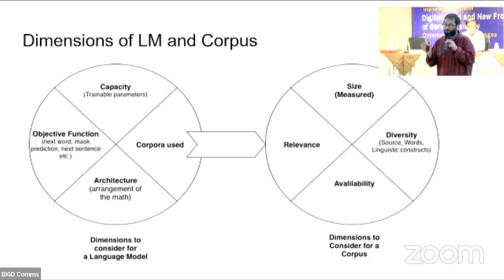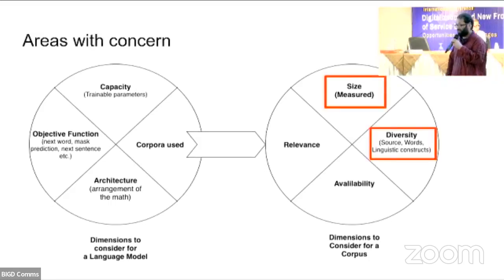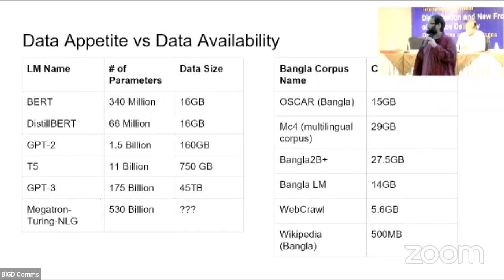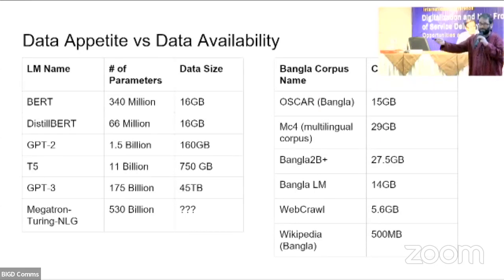Although there's a lot of research going on here, whatever we've done, we sort of understand, but we still have to make progress. The areas of concern are with the size and the diversity of the corpora that we're using for Bangla right now. So on the left, I have tables mentioning some names of language models.